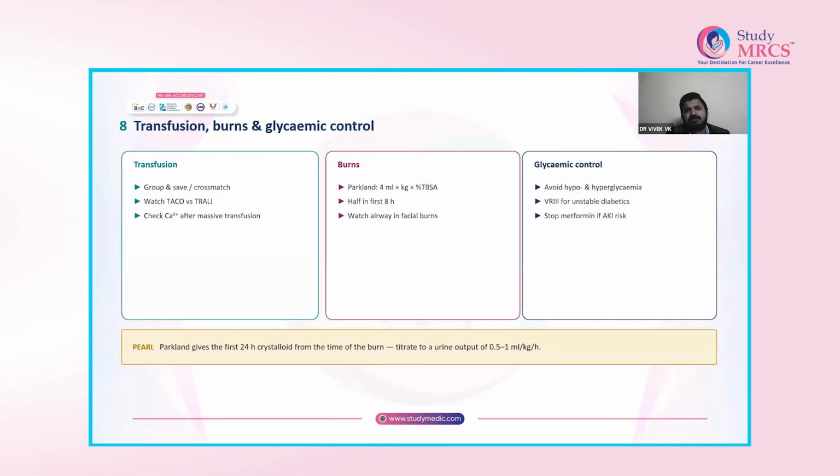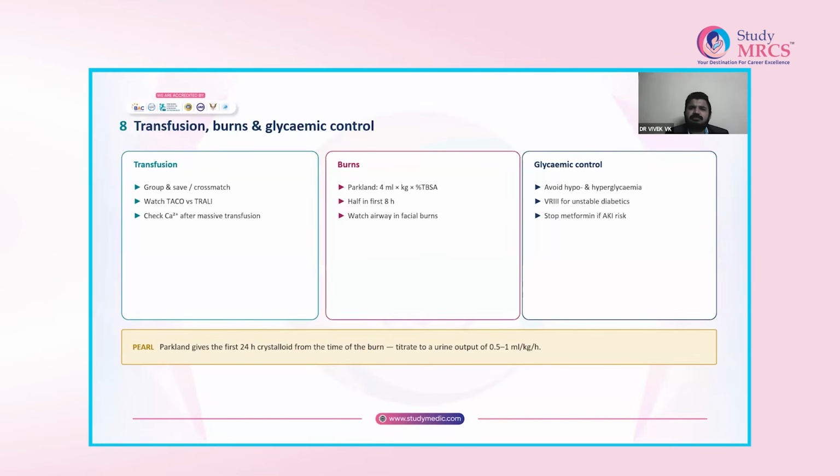In burns, the resuscitative fluid you can calculate based upon the Parkland formula, that is 4 into total body surface area into weight of the patient. That gives the amount of fluid required in the first 24 hours. You give half of the fluid in the first 8 hours, followed by the other half in the next 16 hours. And always you have to watch the airway in a patient with facial burns.